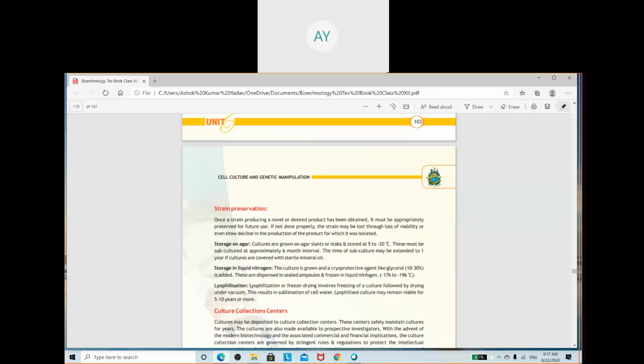So the cryoprotective agent is the most important agent that helps in the preservation of microbial culture, plant cell culture or animal cell culture at -176 degrees Celsius or -196 degrees Celsius. One of the most important methods of bacterial strain preservation is storing the bacteria in liquid nitrogen. Inside liquid nitrogen, what is the temperature? Minus 176 degrees Celsius or minus 196 degrees Celsius.